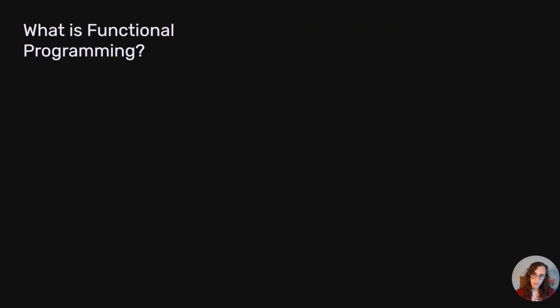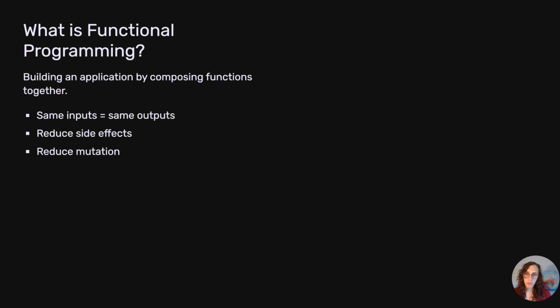So diving into this topic, what is functional programming? Functional programming is, at its core, building an application by composing functions together. Typically, this is going to involve three of these things in some combination.